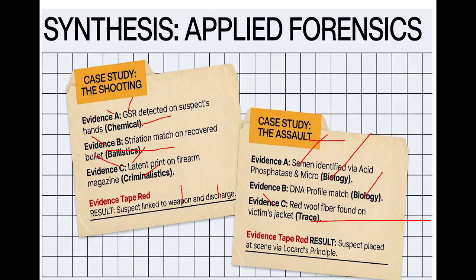So what happened? What is the result? Suspect placed at scene via Locard's principle. What does that mean? It means this suspect should have been in that crime scene to leave traces, biology, DNA and semen. Okay, and obviously we're going to prove Locard's principle. It says every contact will leave a trace. So if this person has been in this crime scene, they left some kind of trace. That kind of trace can go back to any evidence that you might think of.